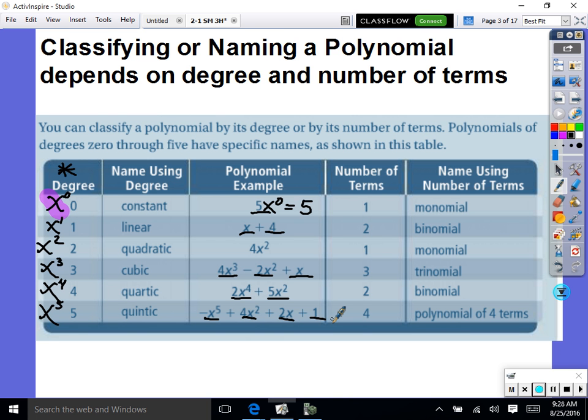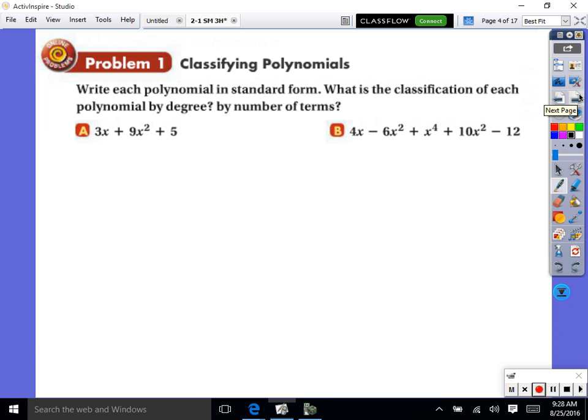After degree 5, it's just 6th degree, polynomial of 2 terms and whatnot, okay? So let's just name it. It's pretty easy. You'll have to memorize the chart, but once you get naming these, you'll have it memorized pretty quickly. So let's name these 2 really quick.